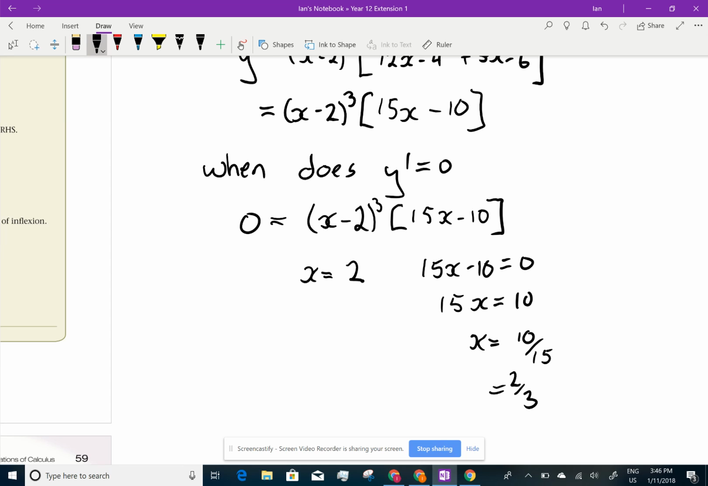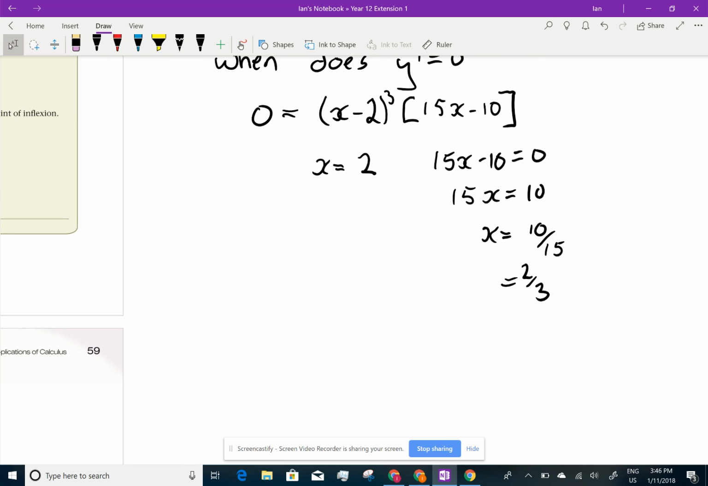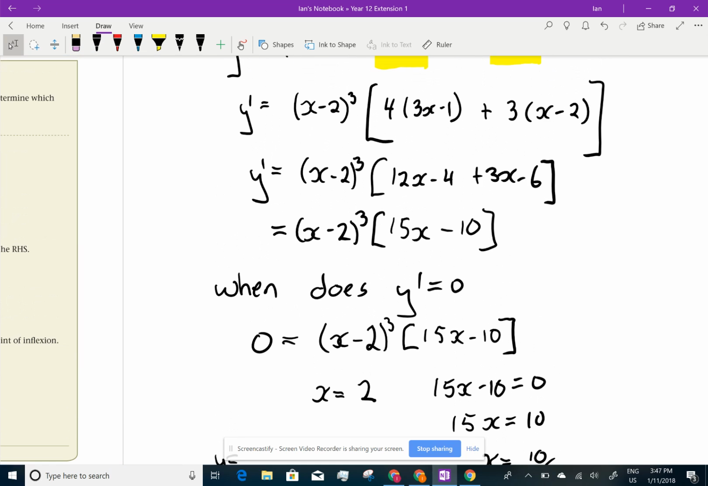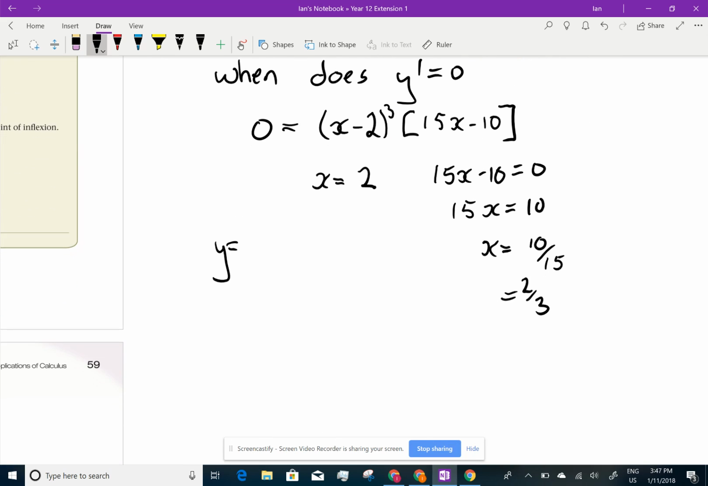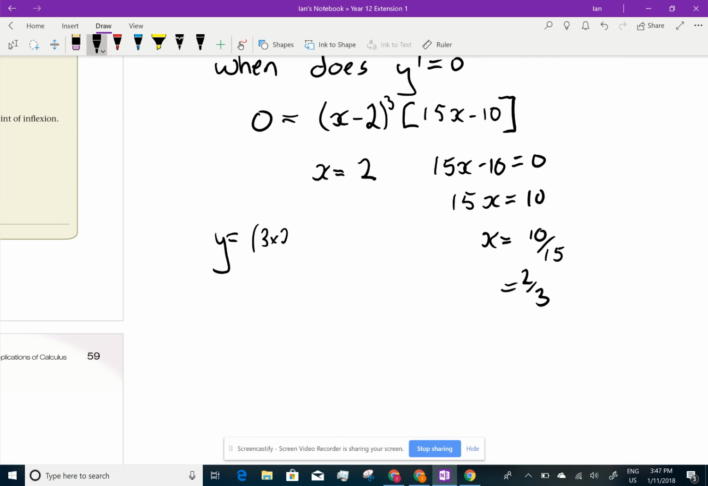Now, you need to find the y values also. I'm not going to do that for you. You can do that. Sub it back into y equals. I'll start it here. So you put x in, and you go back to what you had. If I go back in here, well, that one's pretty easy. 3 times 2 minus 1 times 2 minus 2 to the 4. Well, that's going to be 0. So I don't even have to use my calculator. That's going to be 0. So this stationary point is 2, 0.